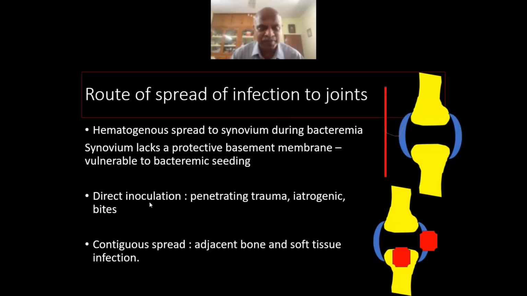The other mode of the organism getting into the joint is by direct inoculation, either through a penetrating trauma, or during a surgery, or during an intra-articular injection, and an unfortunate situation of bites, which can be either human bites or animal bites. And then again, contiguous spread of infection, either from adjacent soft tissues or from adjacent osteomyelitis, adjacent bone infection getting into the joint. So those are the three modes of spread of infection into the joint cavity.